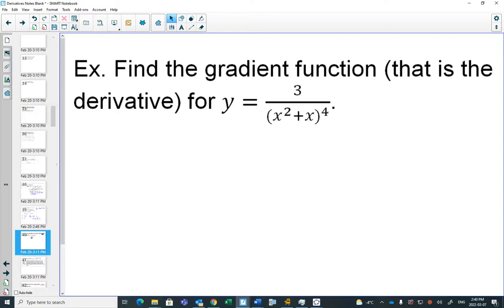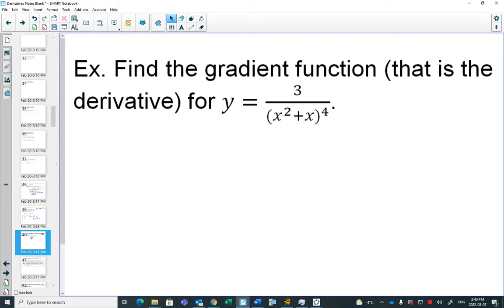So first of all, recognize that we're going to need a chain rule. Do we have a function inside of another function? Somewhere, yes. I have an x squared plus x, which has a derivative, and it's inside a power of 4, which is a power rule. So we're going to have a function inside of a function. Do you also notice that you're dividing right now?